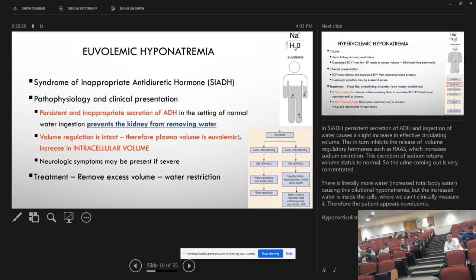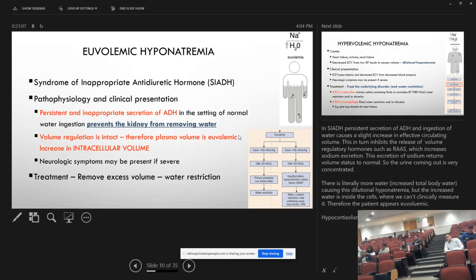Their volume regulation is intact, therefore plasma volume is euvolemic, but they probably have an increase in intracellular volume. So their intravascular space is euvolemic, but inside the cells, there's too much volume. You can see neurologic symptoms, but mainly if the sodium level is fairly low. Treatment would be to remove that excess volume and then water restrict the patient.